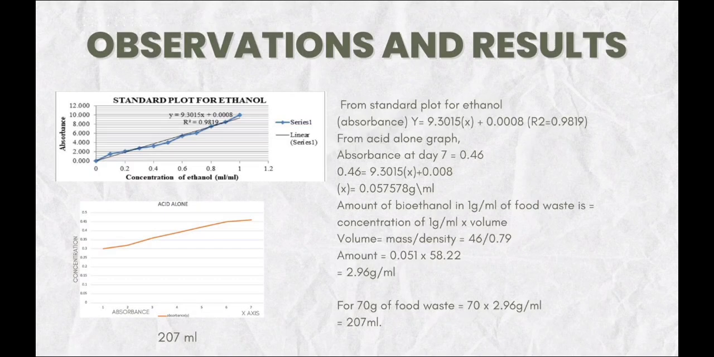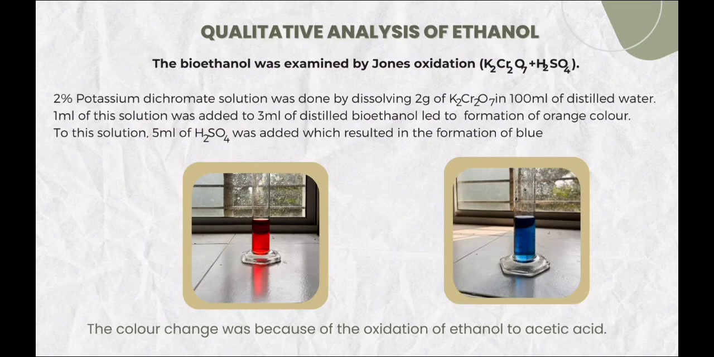Let it cool. To calculate the amount of bioethanol produced from food waste, we took the standard plot of ethanol. From the graph, we took the values and found that we have produced 207 ml of bioethanol for 70 grams of food waste, and a graph has been drawn for the observed readings. Qualitative analysis was done by Jones oxidation reaction, where we took 2% potassium dichromate solution. The change in color from orange to blue states that the ethanol was converted into acetic acid.